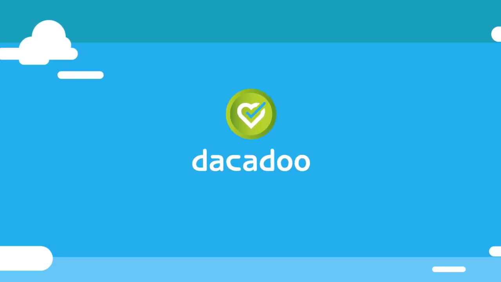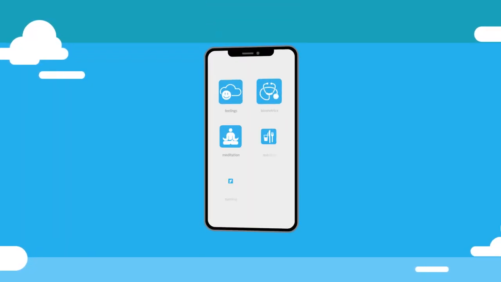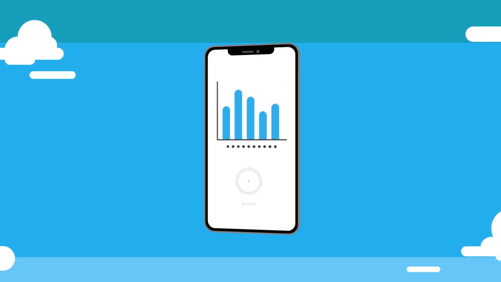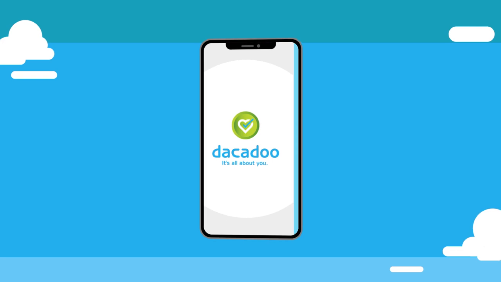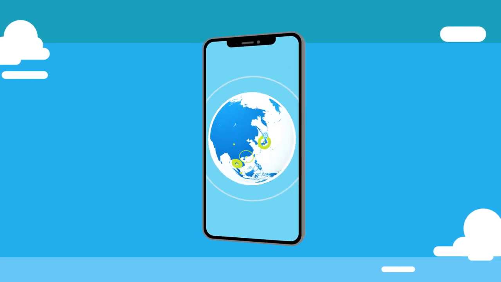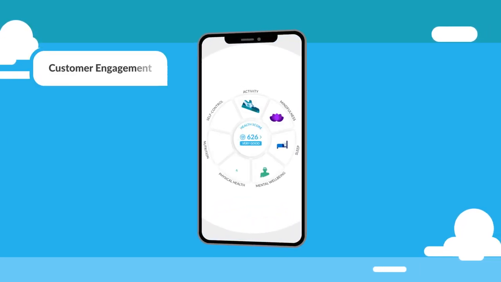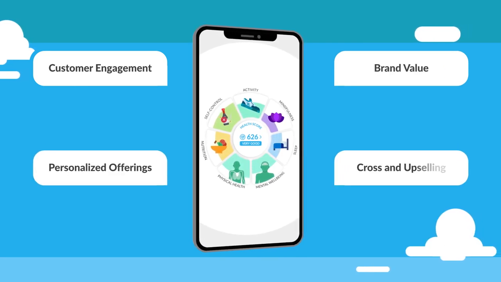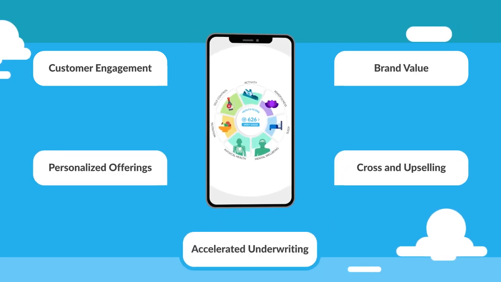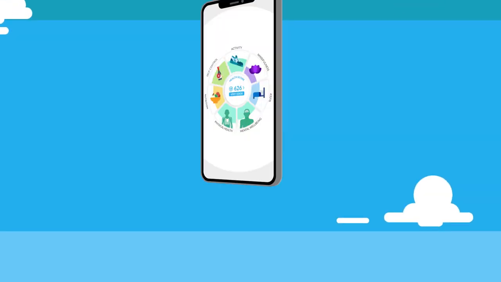We help insurers elevate their brand and product offering. For over 10 years, Dacadoo has been developing technology solutions for digital health engagement and health risk quantification. We help our life and health insurer clients across the globe solve some of their key pain points around customer engagement, brand value, personalized offerings, cross-selling or upselling, and accelerated underwriting.